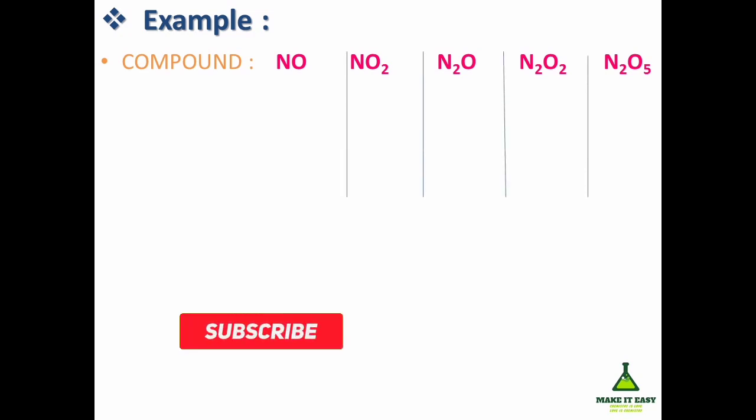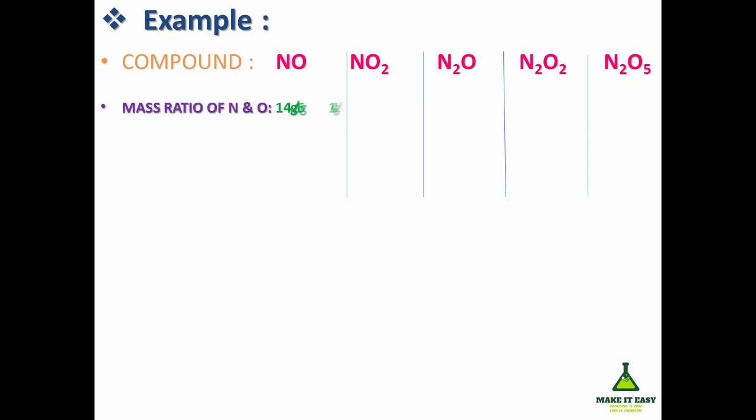Now as we know that the mass of nitrogen is 14 gram and oxygen is 16 gram, we can easily calculate the mass ratio of nitrogen and oxygen from here. That is, 14 gram is combined with 16 gram in nitric oxide, 14 gram is combined with 32 gram of oxygen in nitrogen dioxide, 28 gram is combined with 16 gram of oxygen in nitrous oxide, 28 gram of nitrogen is combined with 32 gram of oxygen in dinitrogen dioxide, and 28 gram of nitrogen is combined with 80 gram of oxygen in dinitrogen pentoxide.